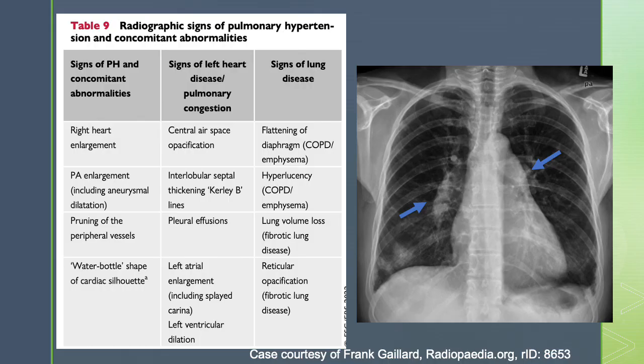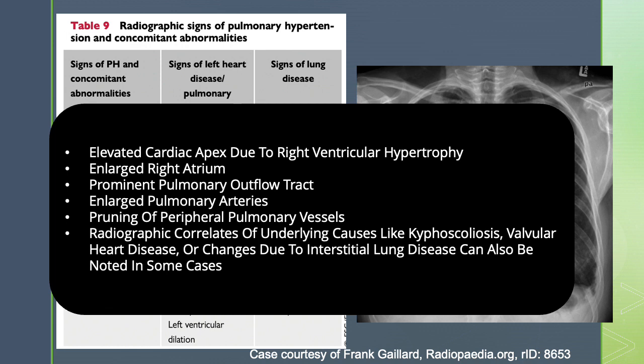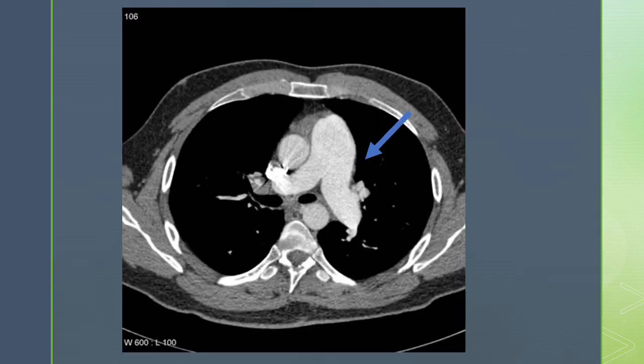Radiographic signs: X-rays usually show a prominent pulmonary conus, signs of right heart enlargement, pulmonary artery enlargement, prominent vessels, pruning of the peripheral vessels as we see here, and a water bottle shaped heart in case of left atrial enlargement as well. Before we go to CT scan, just basically enlarged cardiac apex, enlarged right atrium, pulmonary outflow tract prominence, enlarged arteries, pruning, and you could see other signs of the underlying illness which could have caused the pulmonary hypertension.